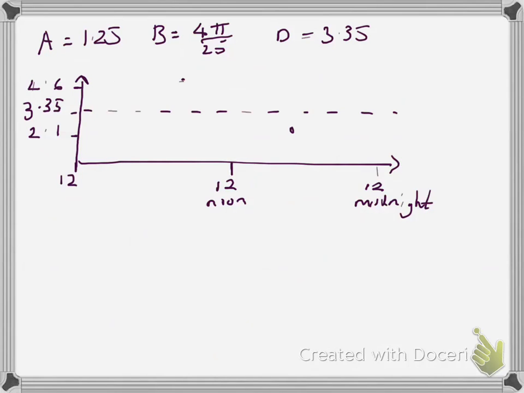I also know that the time between high and low tides is 6 hours and 15 minutes. So if I've got a high tide at 10 a.m., I can work backwards from that and work out I've got a low tide at 3:45 in the morning. I've also got another high tide 6 hours and 15 minutes later, so I can draw a rough, dodgy sketch of what the graph is going to look like, something like that.